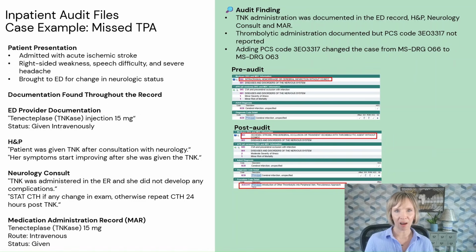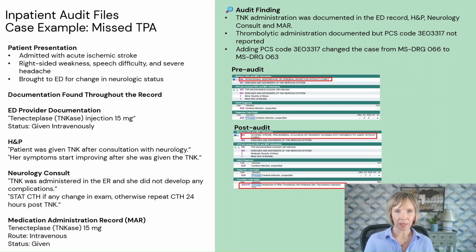Let's look at a real audit example. This patient was admitted with an acute ischemic stroke after presenting with right-sided weakness, speech difficulty, and a severe headache. During the audit, we identified that thrombolytic administration had been documented throughout the record, but the corresponding ICD-10-PCS code had not been reported. As a result, the case grouped to an incorrect DRG.